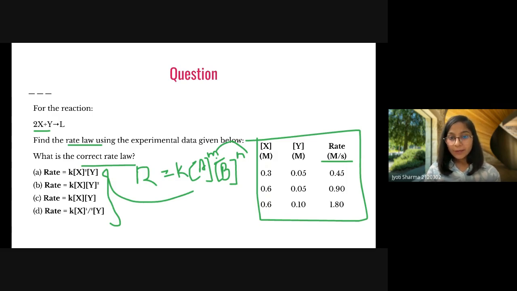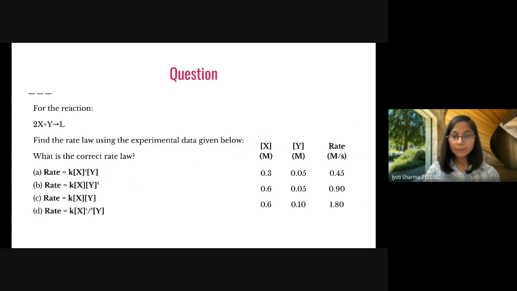For example, here y is constant. So if y is constant, then y will be cut out, and this will give us the value of m. Here x is constant. Then if we do the ratio, what will happen? This will give us the n value. So let me show you how we can calculate this.